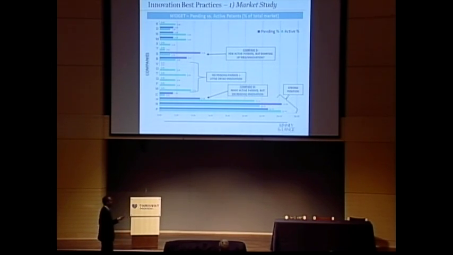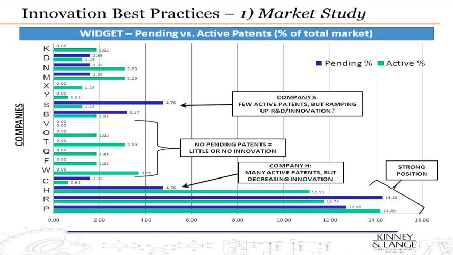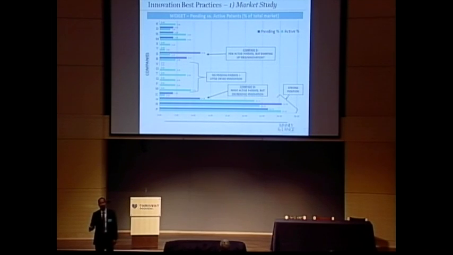company P has 14.2% of all the active patents existing in this market. And they also have 12.7% of the pending patents, which means not only do they have a strong established position in this market, but they also have filed a lot of patents that are still waiting to be issued potentially. So they're still investing in R&D, and they have a strong position. Same with these other companies.